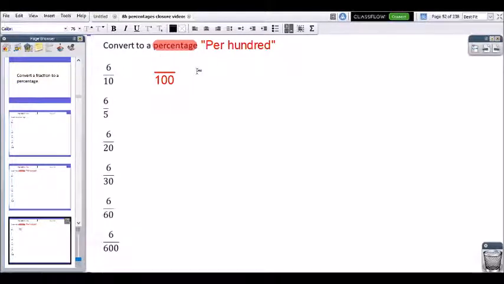So let's think. What calculation takes me from tenths to hundredths? So what do I times 10 by to get to 100? Well, 10 times by 10 gives me 100. So if I've multiplied my denominator by 10, let's also multiply the numerator by 10. So 6 times by 10 gives me 60, which means that 6/10 represents 60%.